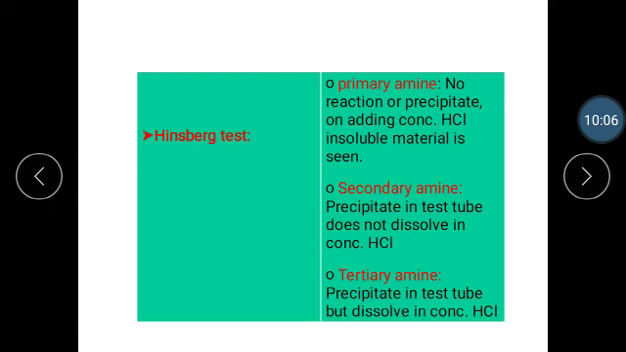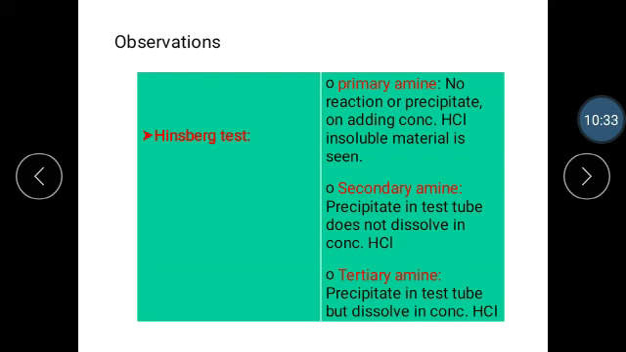The next test is Hinsberg test. In that, for primary amine, there is no reaction or precipitate, and on adding concentrated hydrochloric acid no insoluble material is seen. In secondary amine, the precipitate in the test tube does not dissolve in concentrated hydrochloric acid. In tertiary amine, there is a precipitate in the test tube but it dissolves in concentrated hydrochloric acid.